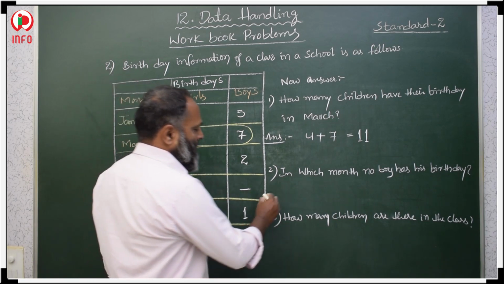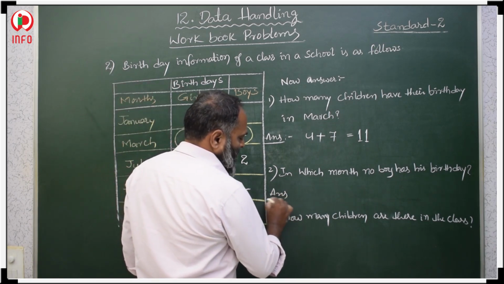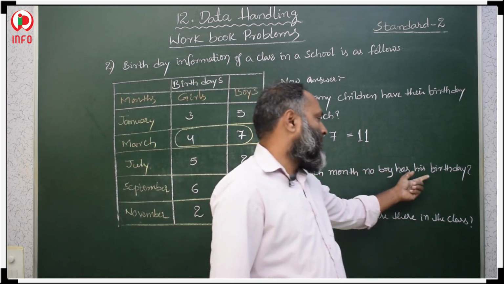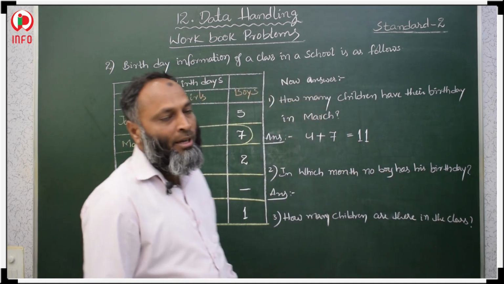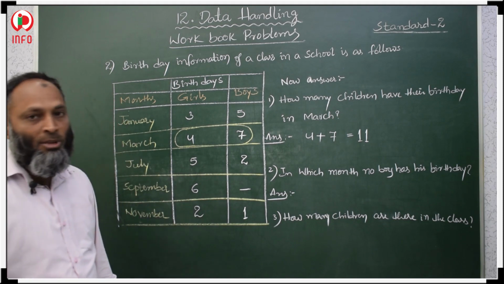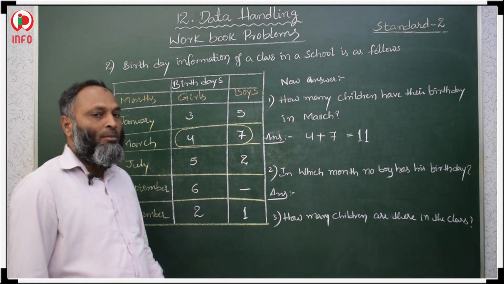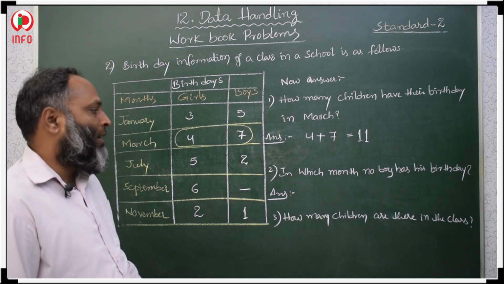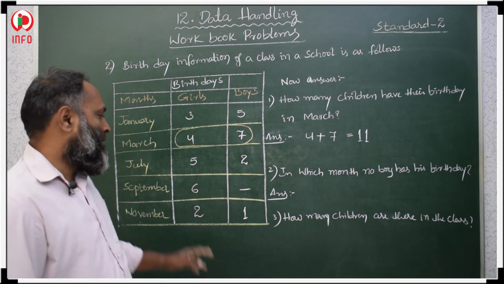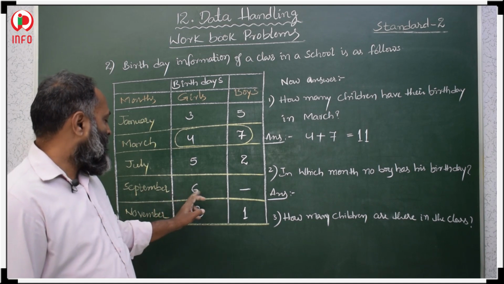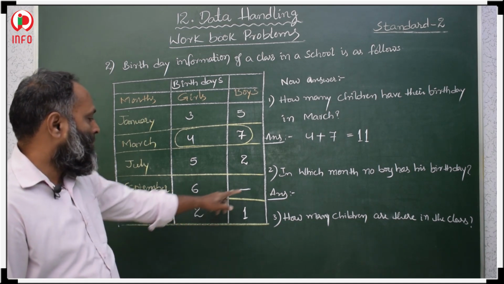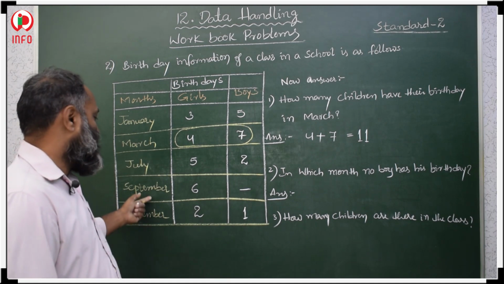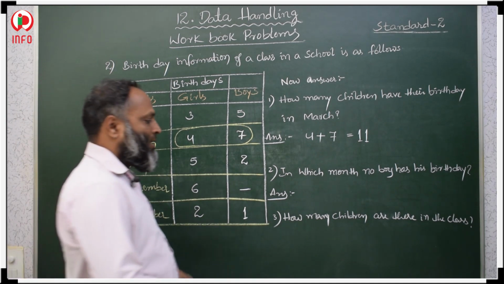Next answer. First read the question: in which month does no boy have his birthday? No boy has his birthday means no boy was born in that particular month. So in which month? In the month of September, no boy has his birthday. The answer is September.